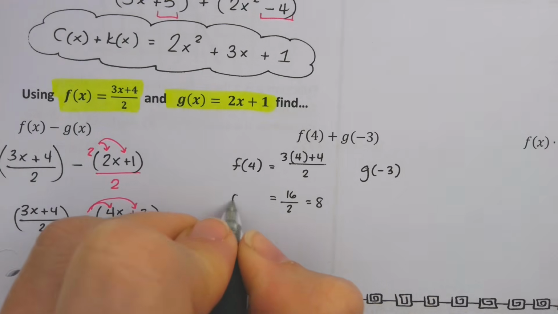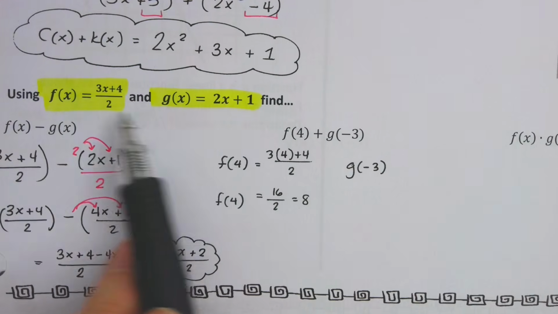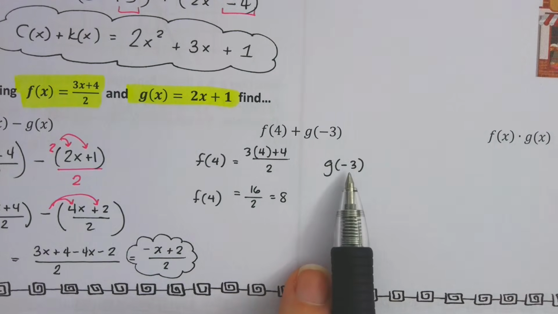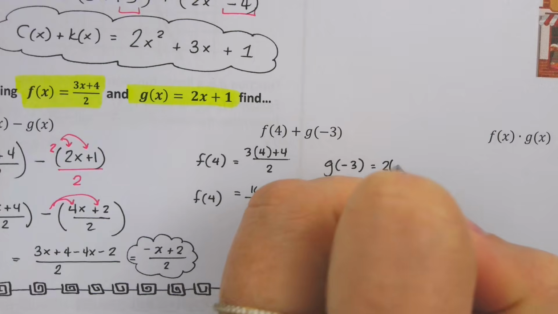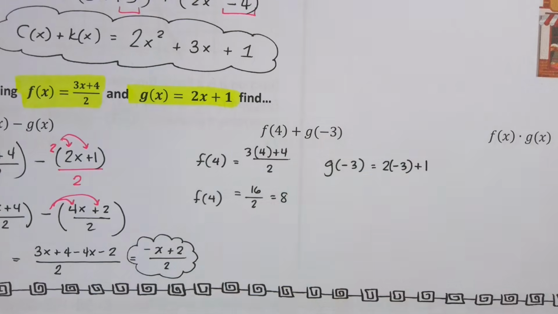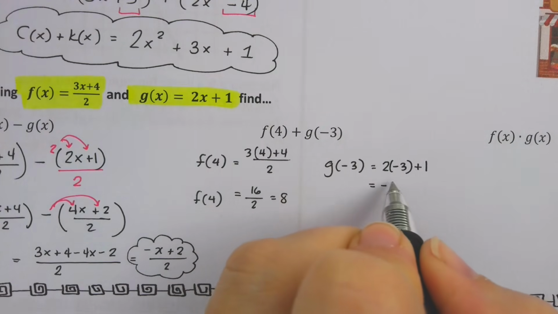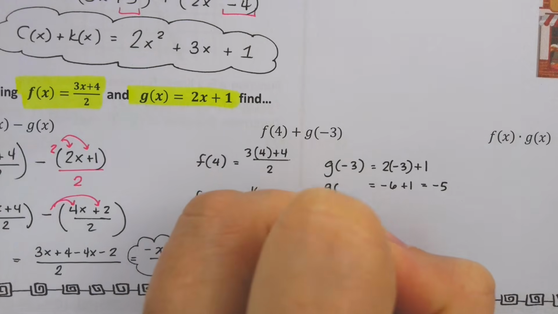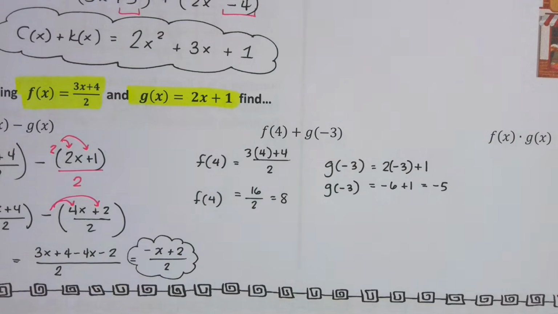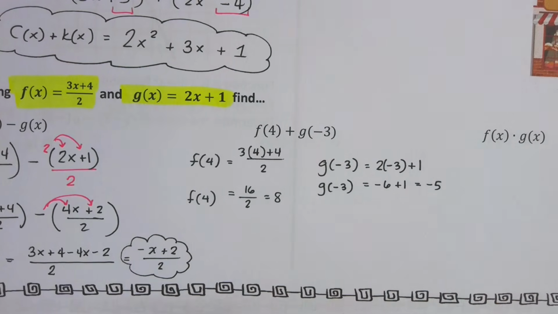And then we'll do g of negative 3. Just be careful, make sure you're using the g function and not the f function. So we'll take this negative 3 and plug it in for what? X. Very good. So 2 times negative 3 plus 1. 2 times negative 3 is negative 6, and negative 6 plus 1 is negative 5. Very good. All right, now that we have the two values, we have f of 4 is 8, g of negative 3 is negative 5, what's the last thing you think we need to do?